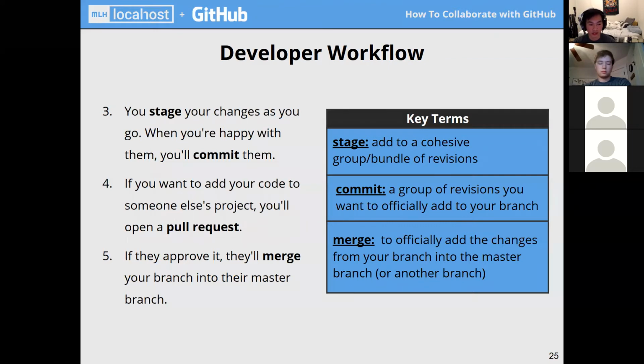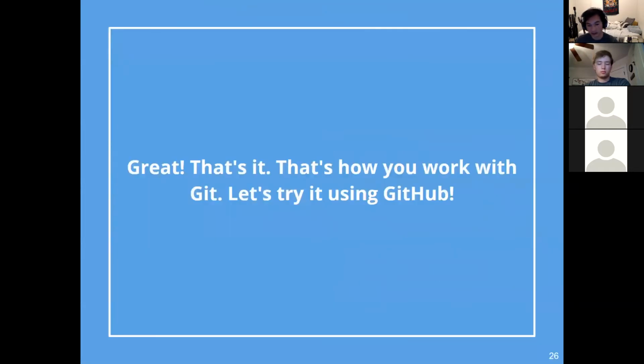If you want to add your own code to someone else's project, you'll open a pull request typically. If they approve it, they'll merge your branch into the master branch. And merging means to officially add the changes from your branch into the master branch or another branch. It doesn't have to be the master branch. All right, that's all the terminology that I'm gonna talk about.